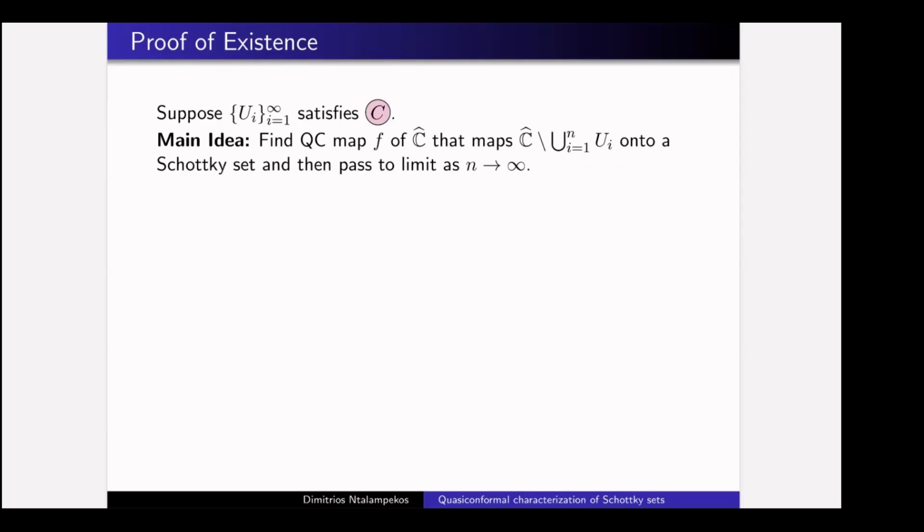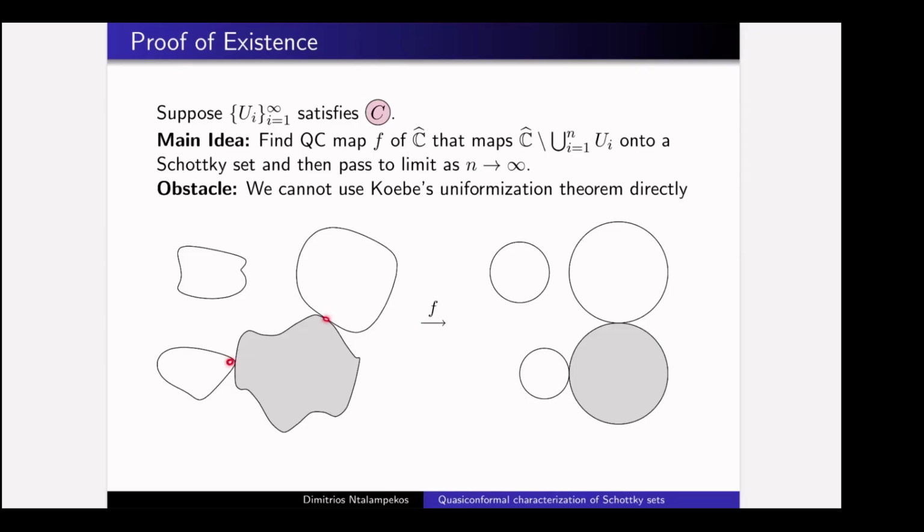Now, there's an obstacle here, which is not present in other works. We cannot use Koebe's uniformization theorem directly. Koebe's uniformization theorem says that if we have a finitely connected domain, we can conformally transform it to a finitely connected circle domain. Here, the regions U_i might touch each other, so we cannot apply the theorem directly to convert these three regions to three disks. If we apply Koebe's theorem to this domain, it would convert these three disks to a single disk. So we cannot do this.